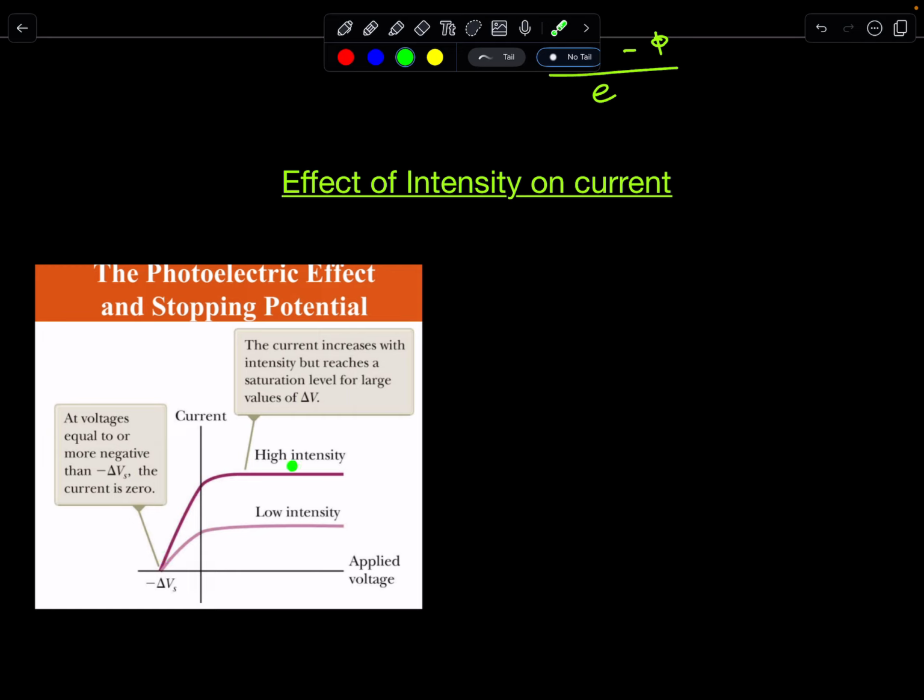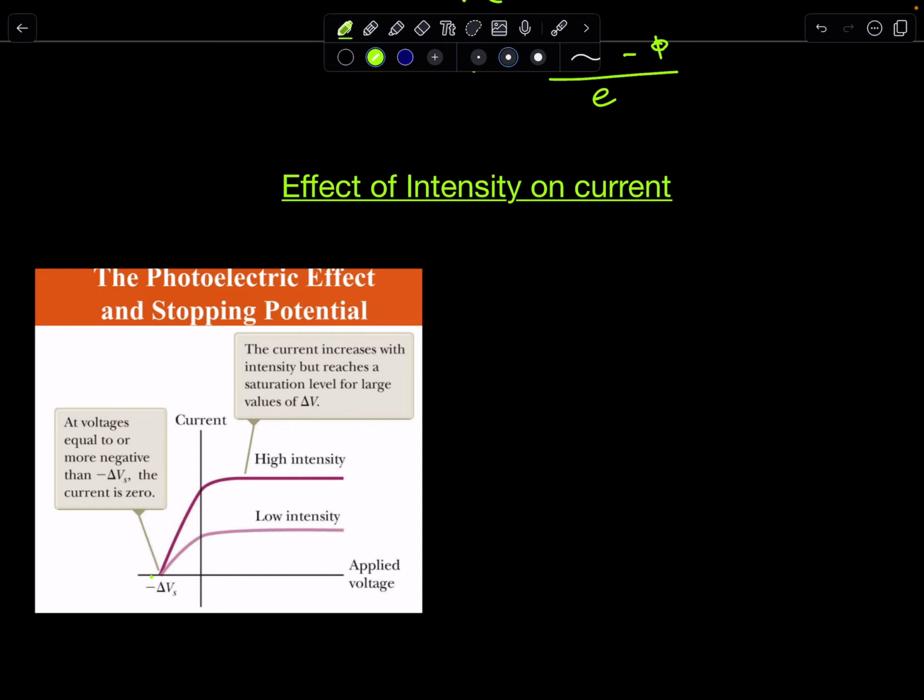That's because intensity is watts per meter squared. It has more energy per meter squared, and energy relates to the number of photons incident on a surface per second. If I increase the number of photons per second, I'm going to increase the number of electrons emitted, and that's why I get a steeper slope. We start at the same stopping voltage because that stopping voltage relates to the threshold frequency and the work function of a material. If I change the material, I would be changing where that graph starts. So if I change from potassium to sodium, I'll be changing where that graph starts.